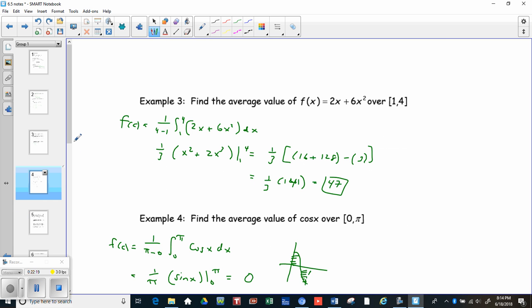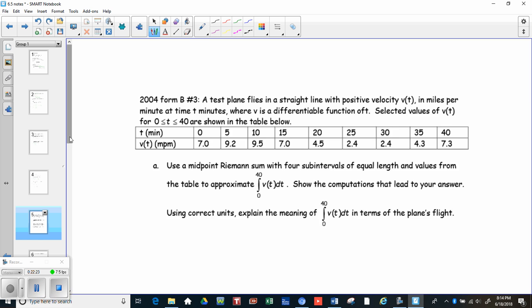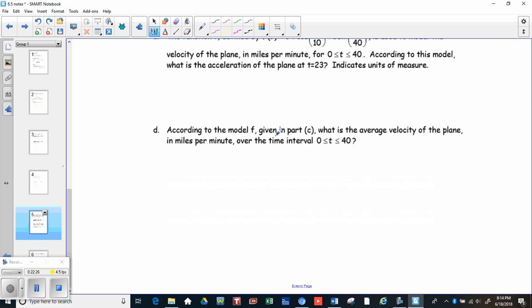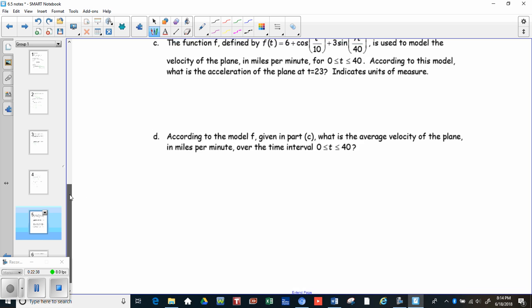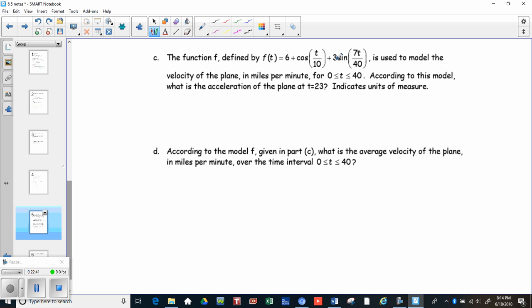What it comes down to is right here at the bottom, it's asking for, according to the model given in part C, which I'll go back up here and show you in a second, what is the average velocity of the plane in miles per minute over the time interval from 0 to 40? So according to this, this was the velocity of the plane. If I want to find the average velocity of the plane, that's just an average value, so it's 1 over b minus a. This is b, this is a. Integral from 0 to 40 of f of t dt. This is f of t.